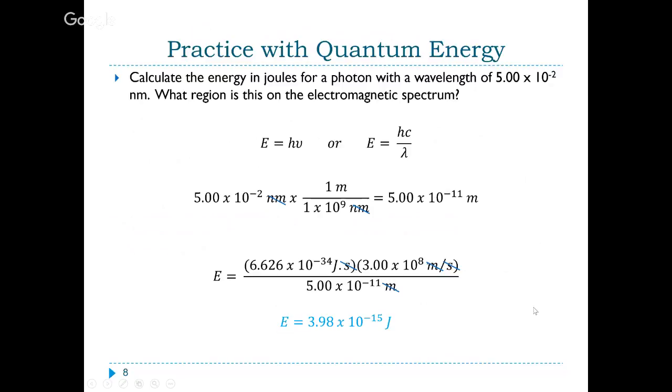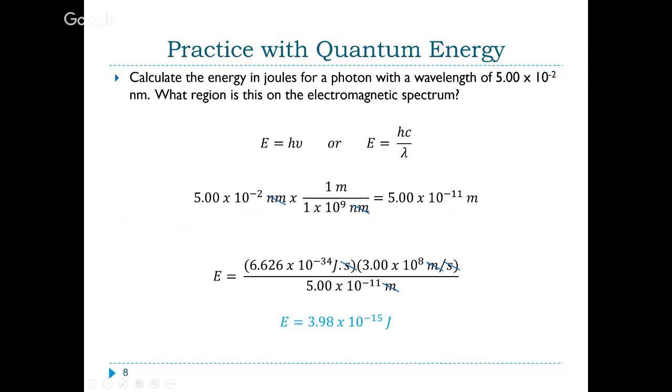So we have E equals h nu, or E equals hc over lambda. This equation was just derived from using the speed of light and Planck's equation, because c equals lambda nu. If I solve for nu, that equals c over lambda. So this just allows me to calculate energy, or vice versa, a wavelength or frequency if I'm given energy.